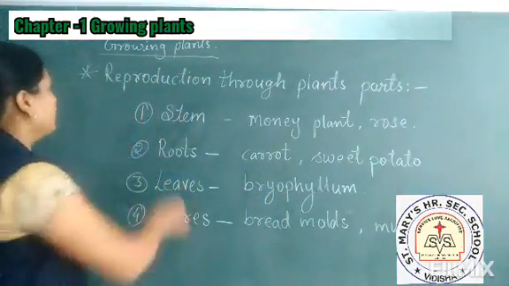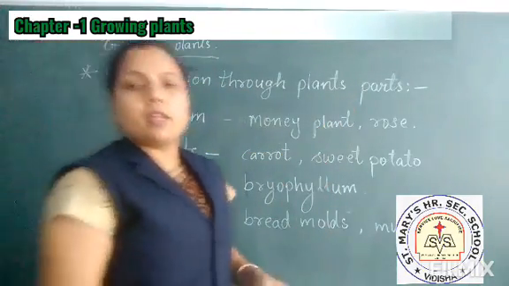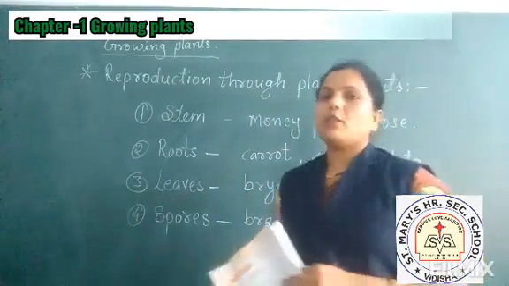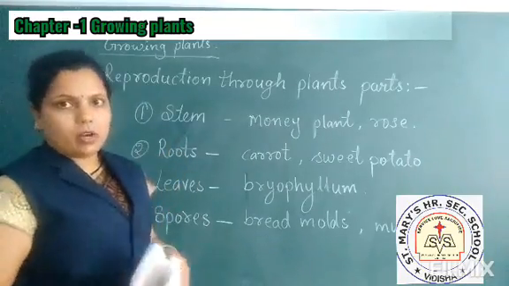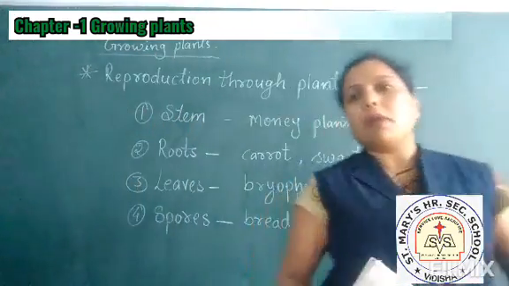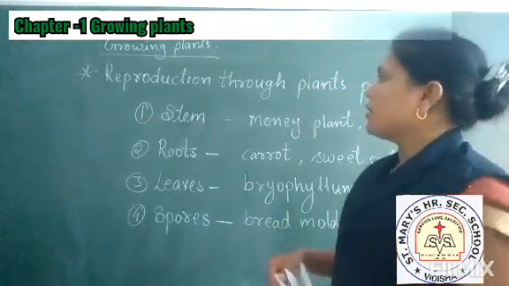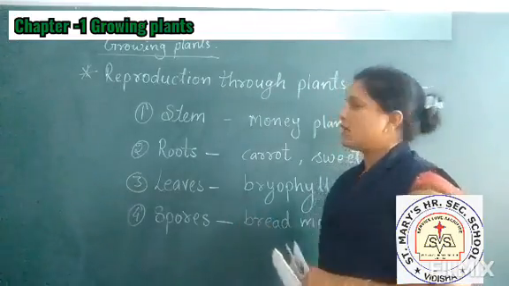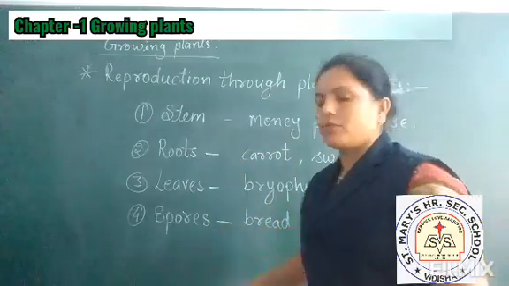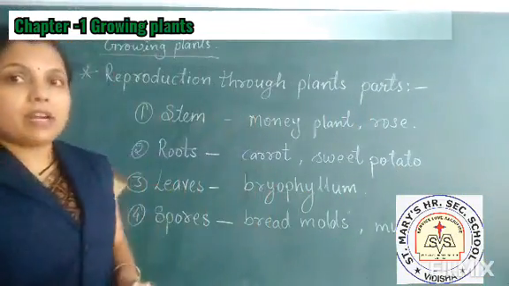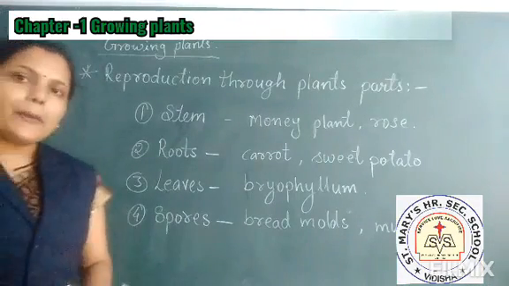Now we will learn about reproduction in plants. Reproduction is very necessary for the environment, because if plants do not reproduce, then the species of the plant will become extinct. So plants reproduce from their different parts. These parts are stem, roots, leaves and spores. By these parts of the plants, they reproduce their own kind of plants.